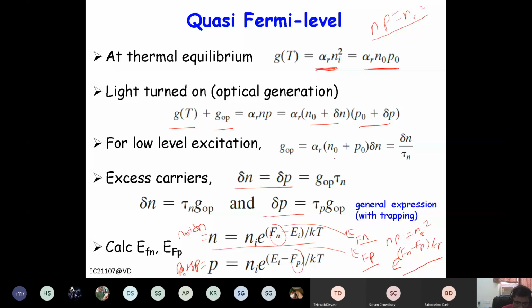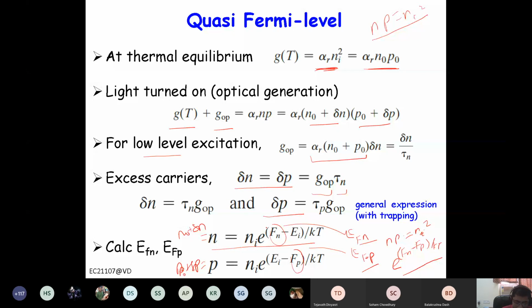Again, this is for low level injection, so we are ignoring the delta n delta p product or delta n square. Now you can write this as delta n by tau n, where tau n will be 1 over alpha R times n naught plus p naught. The same expression we got for recombination in the last slide. So your delta n is basically the generation rate times the minority carrier lifetime. So these are excess carriers, and delta n and delta p both are equal.